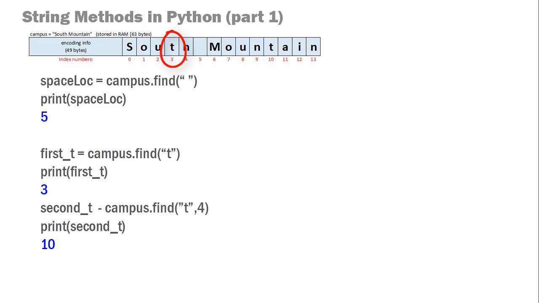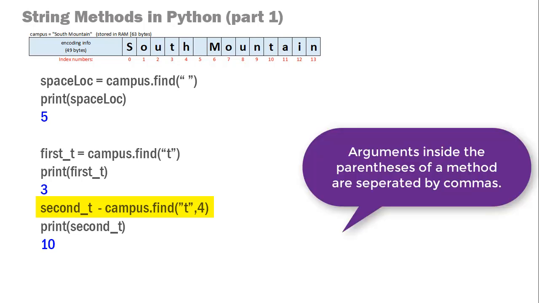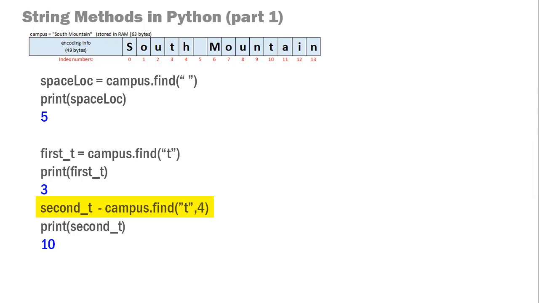And it's going to print a 3, the location of the first T in south. I can add a second argument to the find method, and that is where I want to start searching. So I want to start with the location after that first T to find the next T.